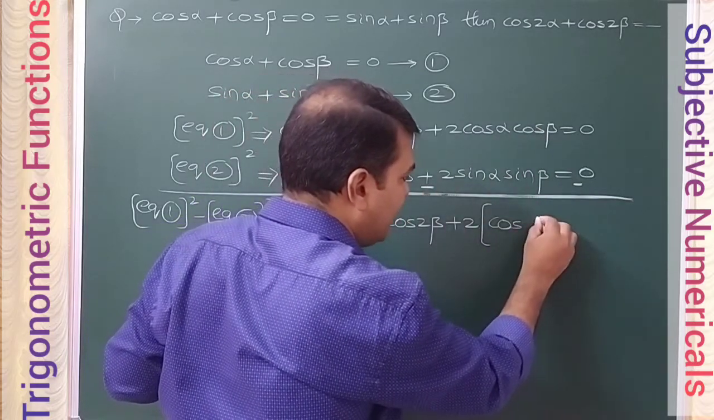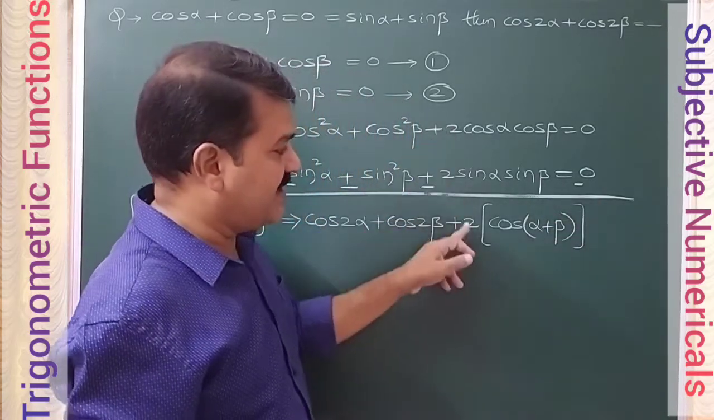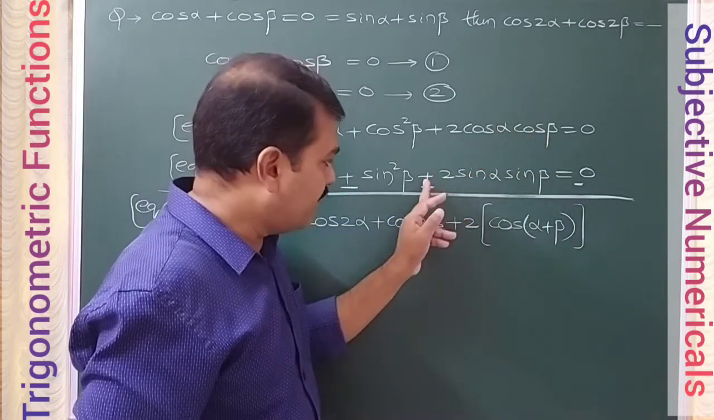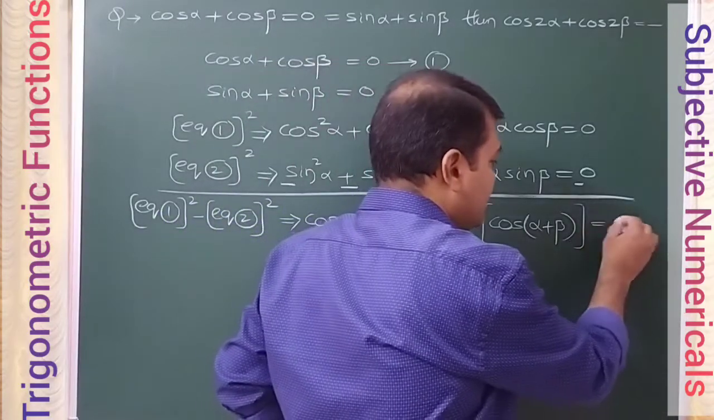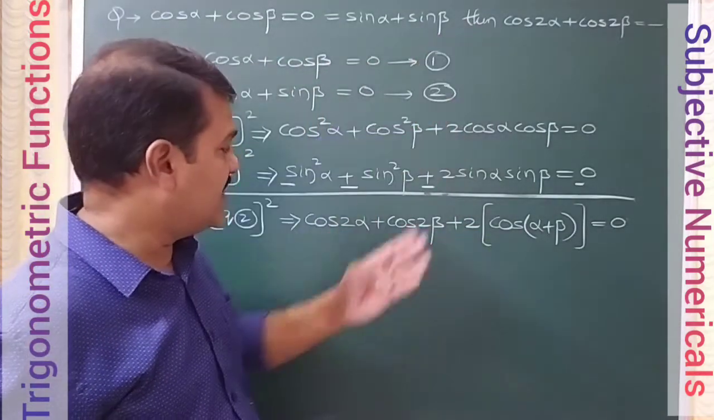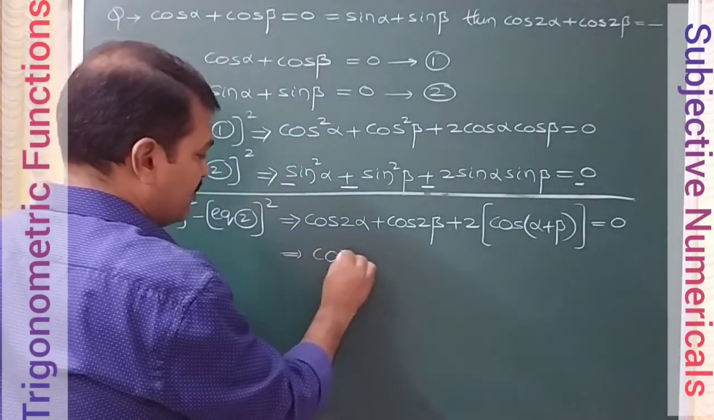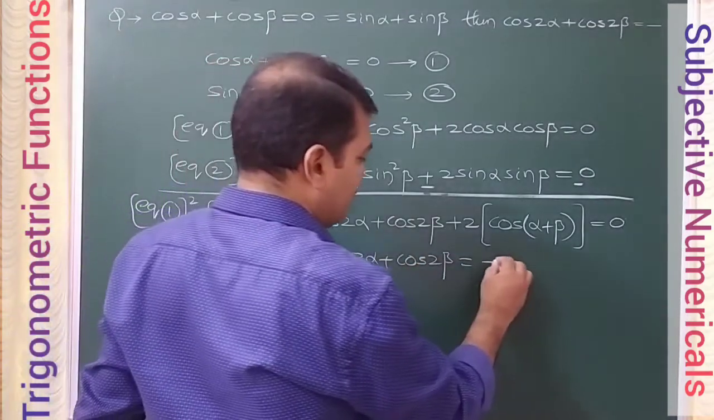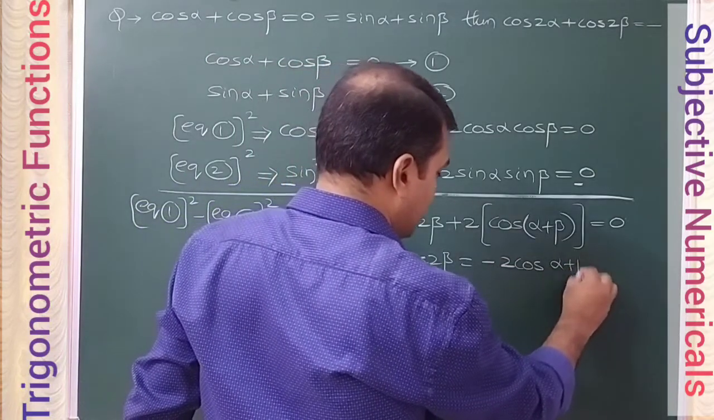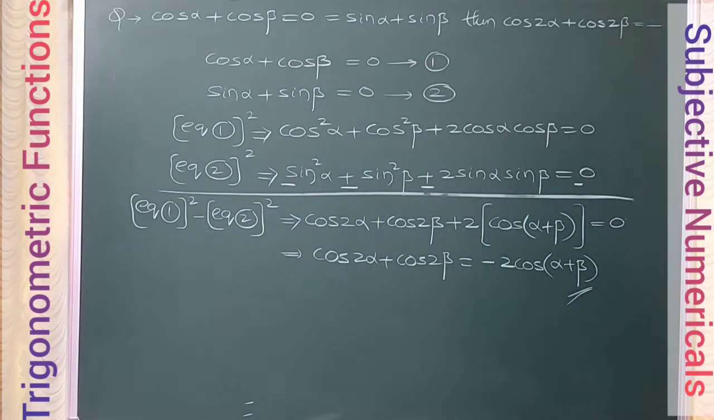What is that? Cos of alpha plus beta. I am keeping 2 common here, and cos alpha cos beta minus sin alpha sin beta is the cos of alpha plus beta formula. This is equal to 0. What you need is cos 2 alpha plus cos 2 beta, so take this term to the RHS. Therefore cos 2 alpha plus cos 2 beta is equal to minus 2 cos of alpha plus beta. This is the required result. Let us move on to the next question now.